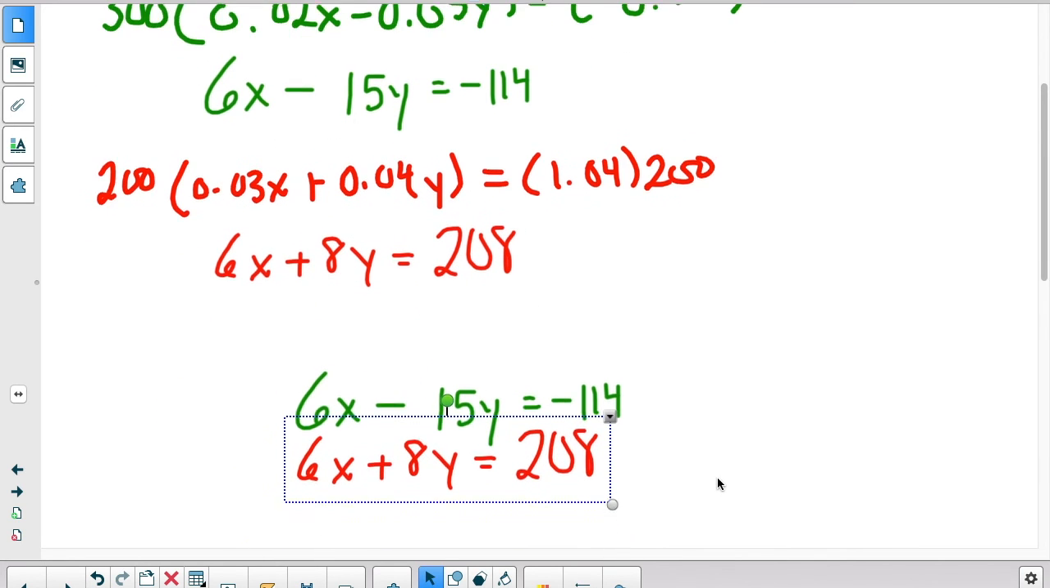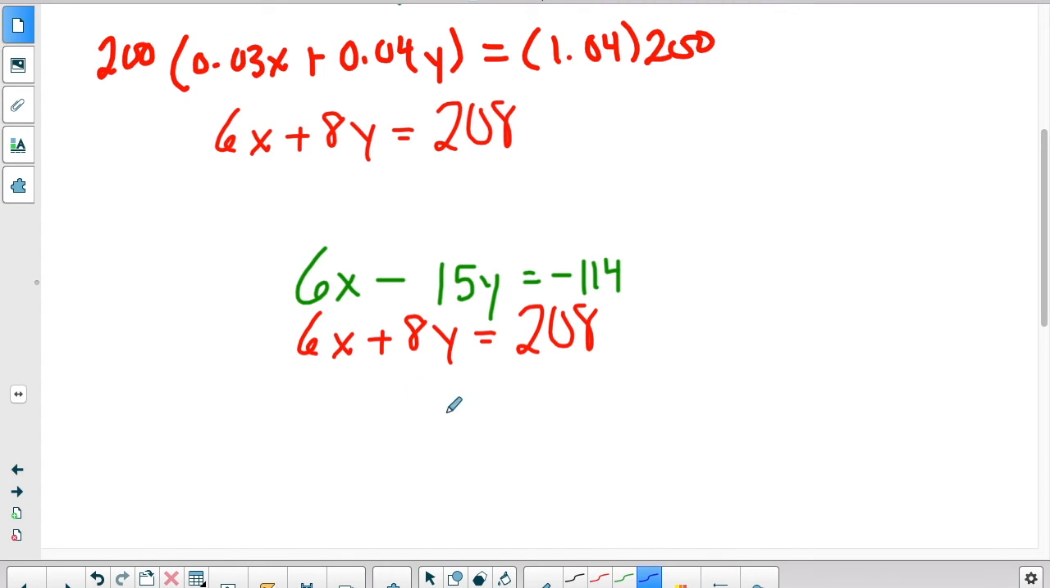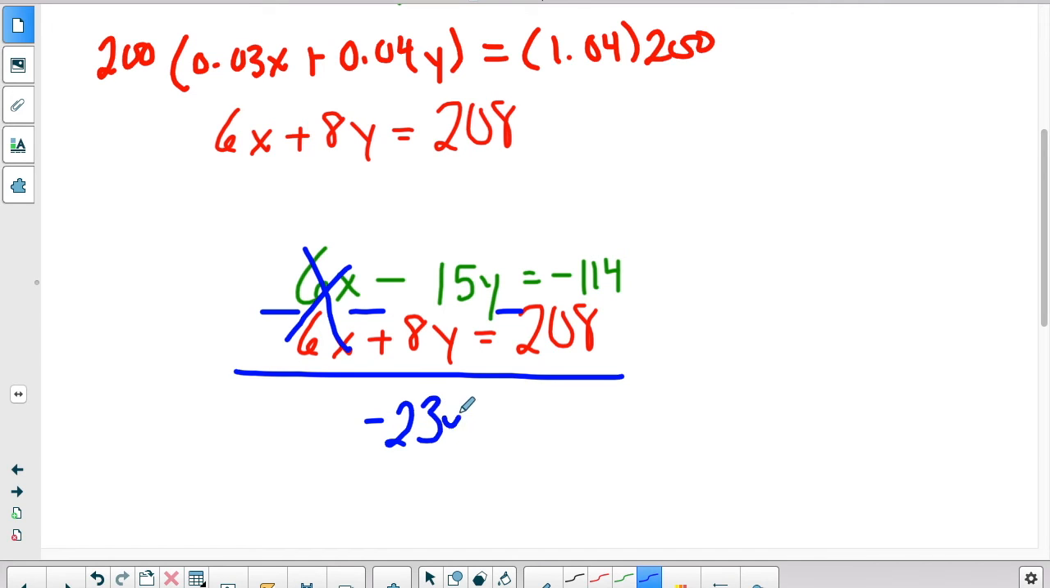and here, we would do the same thing. So we can use our elimination step. So we would subtract, because the values in front of x, the signs are the same, so we need to subtract for them to cancel. And then we'd have negative 15 minus 8, which would give us negative 23y is equal to negative 114 minus 208. Sorry, it's not 322, it's negative 314.